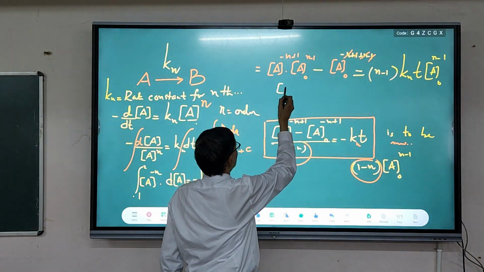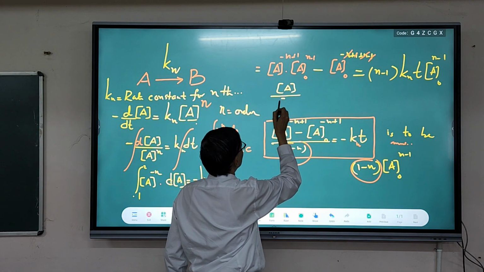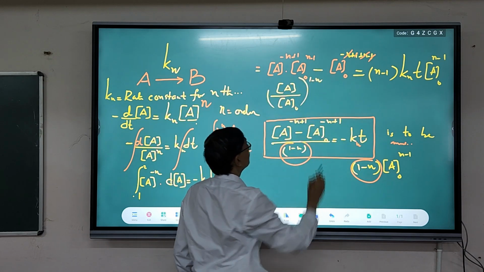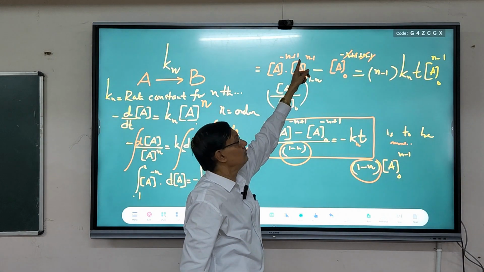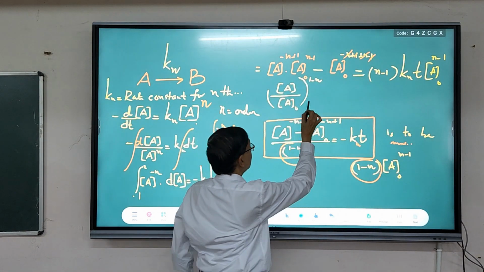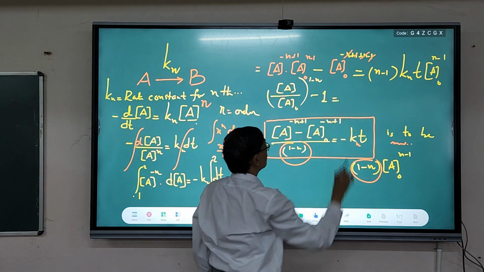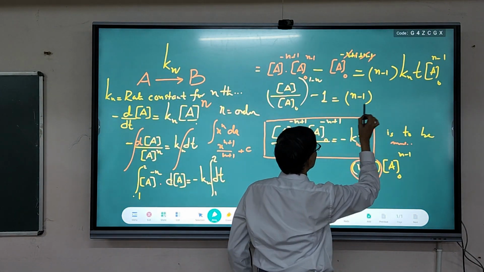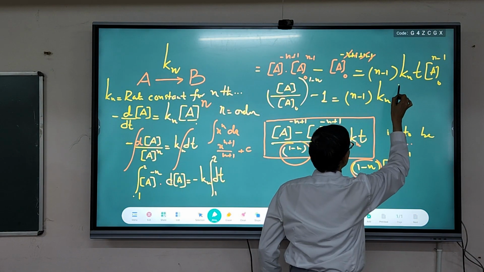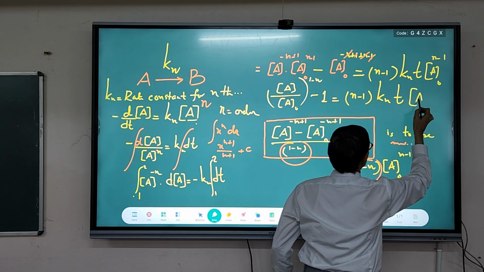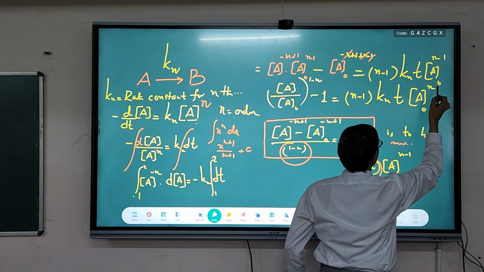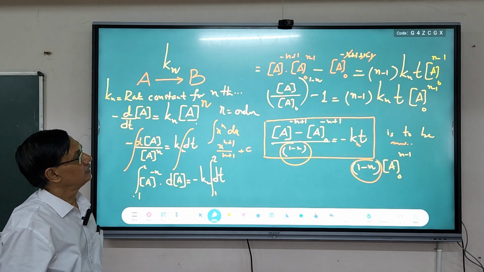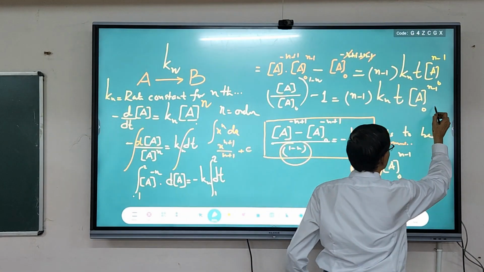So what I do, A divided by A0, why? Because I have changed these things, 1 minus n, isn't it? Because you just change the sign. So (A0/A) to the power n minus 1, minus 1, is equal to (n minus 1) kn t A0 to the power n minus 1. So this is the simplest form. Of course, n is not equal to 1.